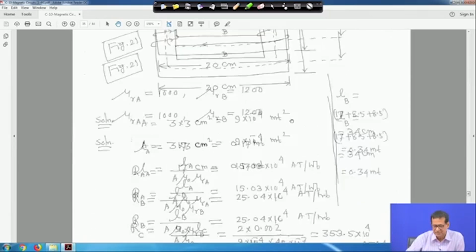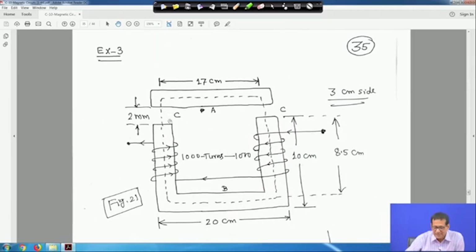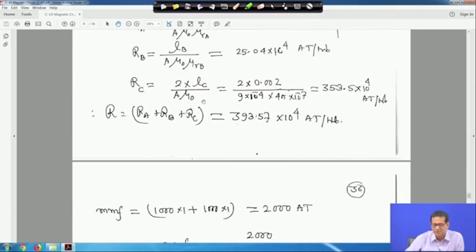So why is RC taken as 2? This side one gap, this side also one gap, that is why it is multiplied by 2. This is a 2 millimeter gap, here also a 2 millimeter gap. So that is why 2 into LC. So this much value is coming.